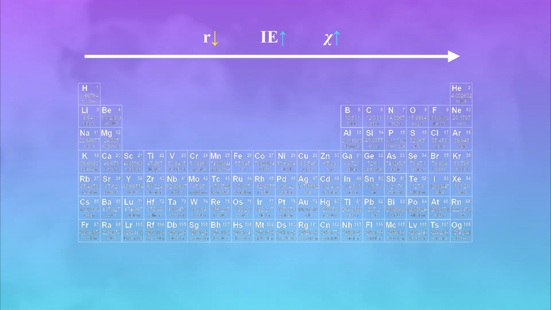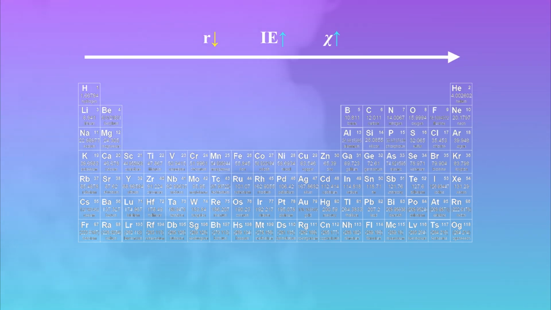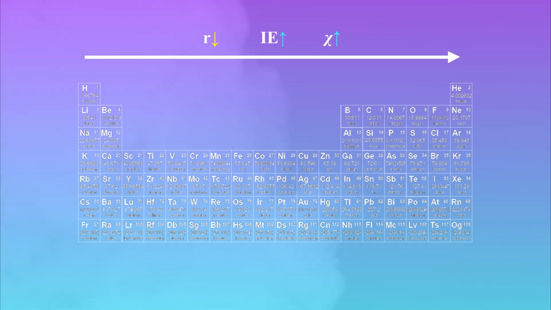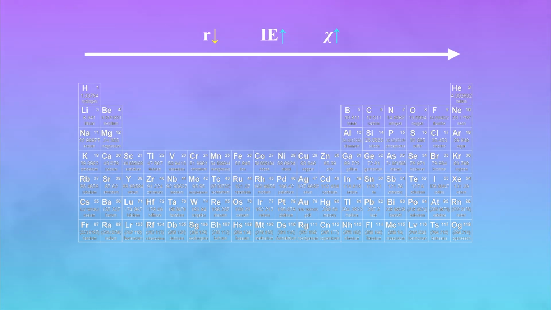As you move across a row, atoms get smaller and ionization energy increases because effective nuclear charge is increasing and the orbital energies drop. So it makes sense that as you move across the row, electrons are held more tightly and they'll be attracted more strongly. Electronegativity increases across the row.